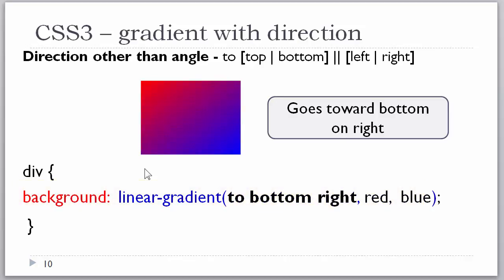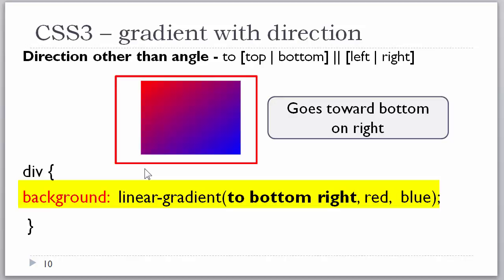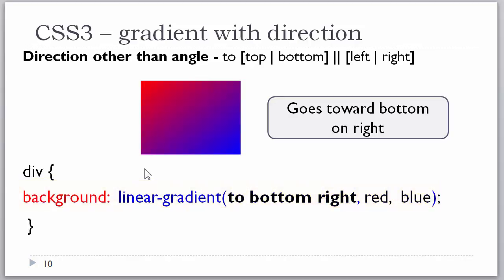Now let's take a look at a combination of bottom right. Notice that the gradient is starting at the top, and it's going at an angle toward the bottom right. Therefore, it's going to be on an angle in order to go to the right. It's not going down to the bottom, it's going down to the right. And if you look at the diagram, you can see the way the color is gradating down. So our parameter is to bottom right, comma, red, comma, blue. So there are all kinds of combinations that you can use to make different types of gradients.